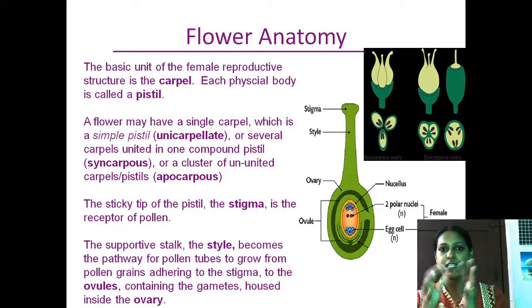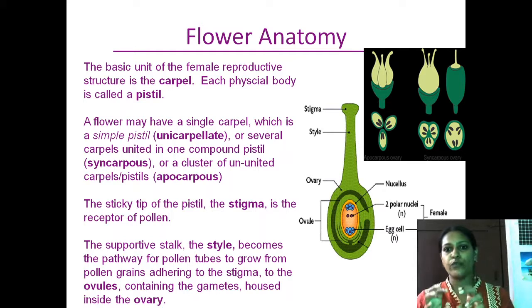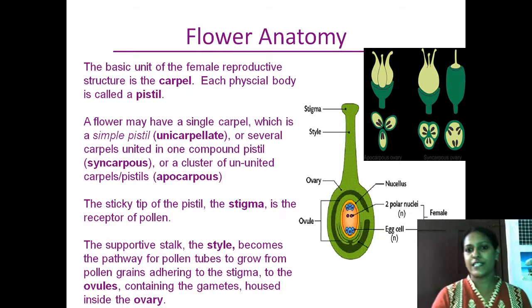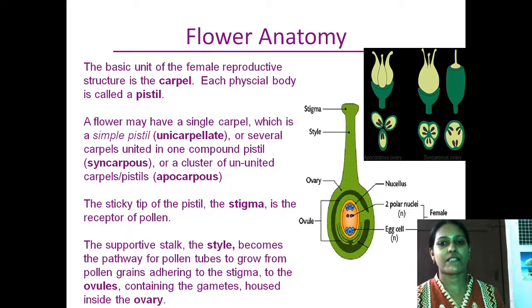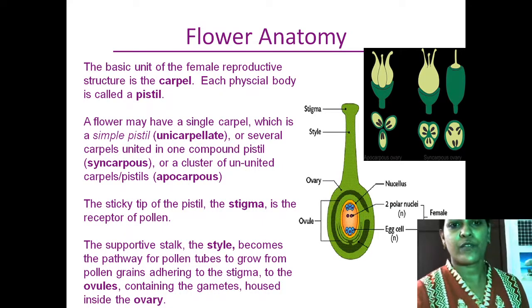The style, then comes our ovary, and inside that there is the ovule, and inside that ovule are our egg cells and two polar nuclei. Same as in the mammalian female reproductive system, there are also two polar nuclei, isn't it? So same is here. The female gametes are an egg cell and two polar nuclei. Right? So this is all about our carpel. Right? Hope it is clear.